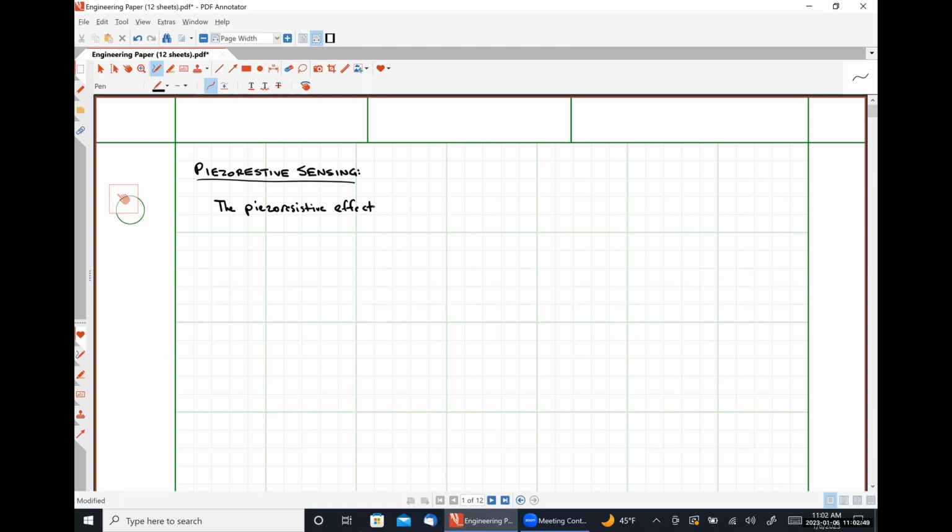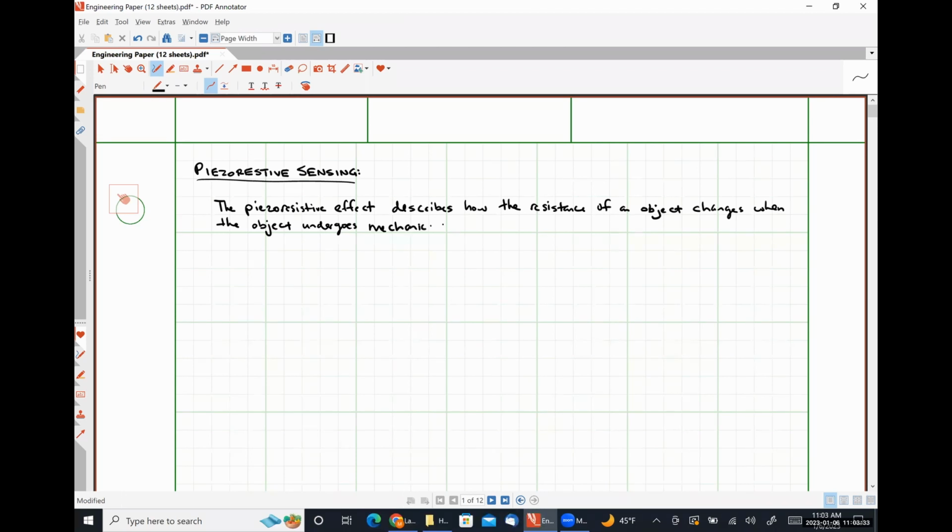So the piezo-resistive effect, put simply, describes how the resistance of an object changes when the object undergoes mechanical deformation or stress.